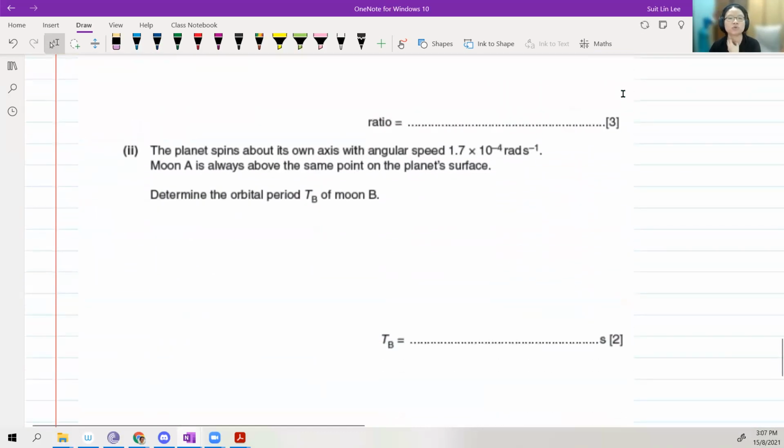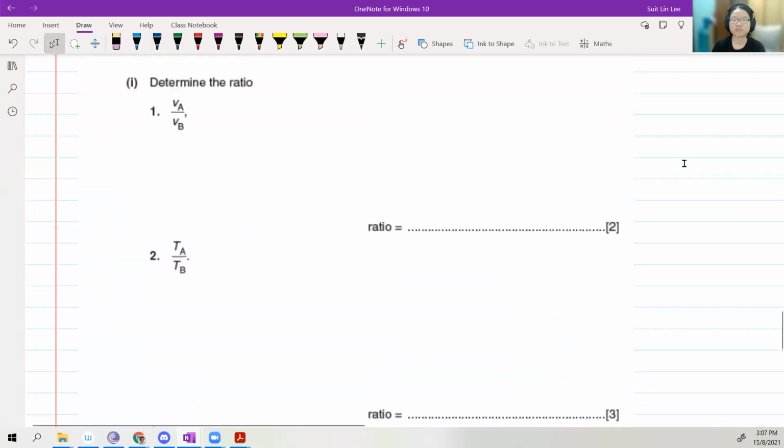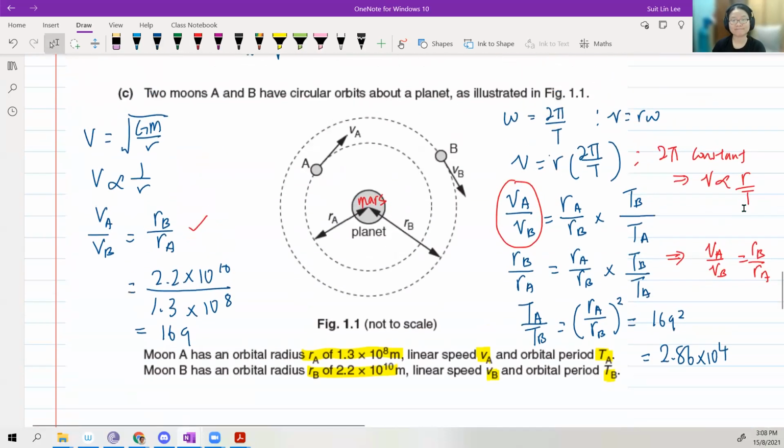Because part 2, you are given the period. This is the omega of the planet, which is the same because moon A is above the same point as omega of the moon. That means period of the planet is the same as period of the moon. This is moon A. And we have the ratio of TA to TB right here. So can substitute inside and then can find TB.